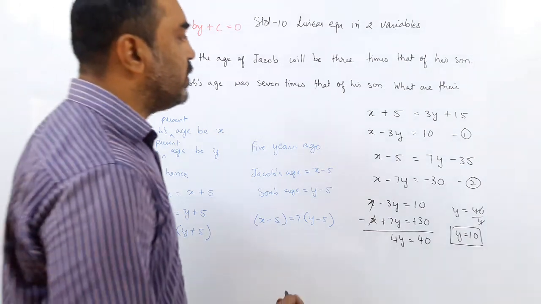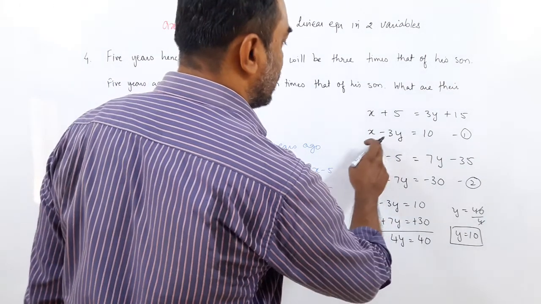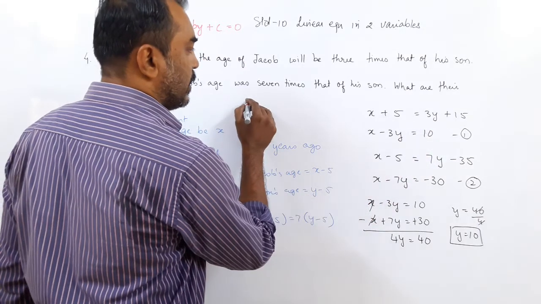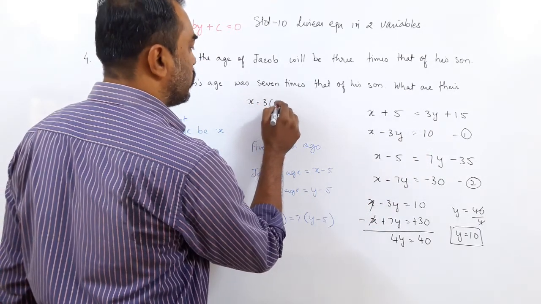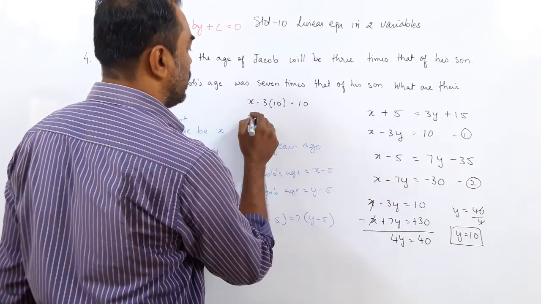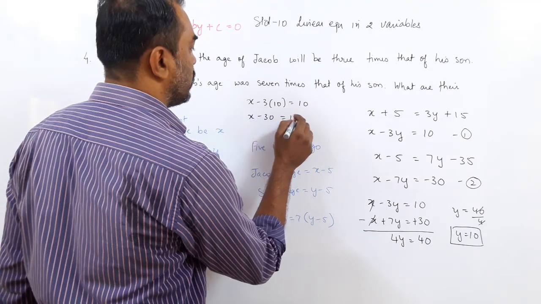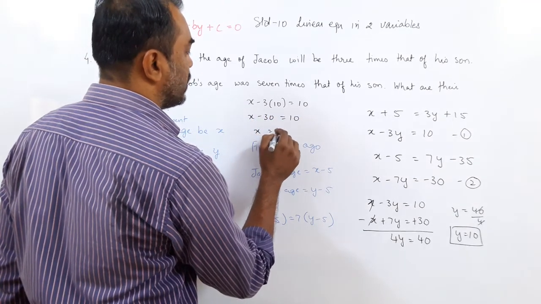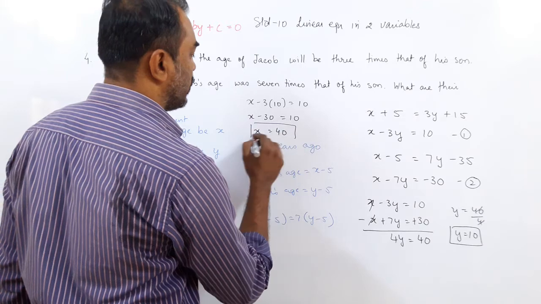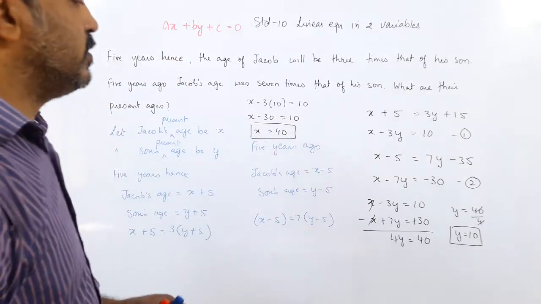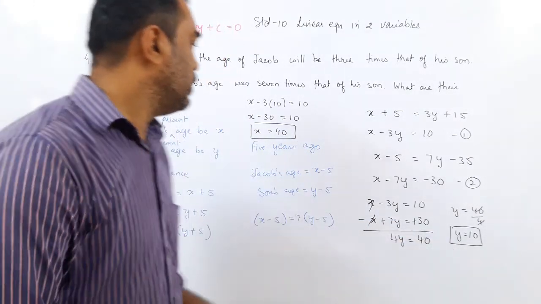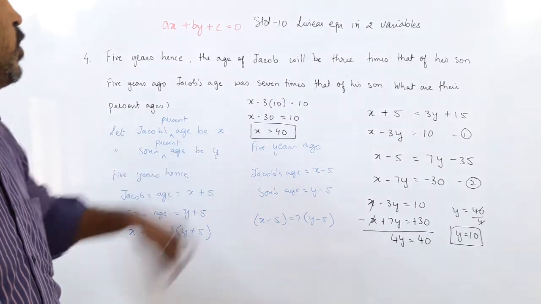And how will you find the age of the father? We can put this value in the first equation. x minus 3 into 10 equals 10. x minus 30 equals 10. So x equals 30 plus 10, or x equals 40. So the present age of the son is 10 and the present age of Jacob is 40.